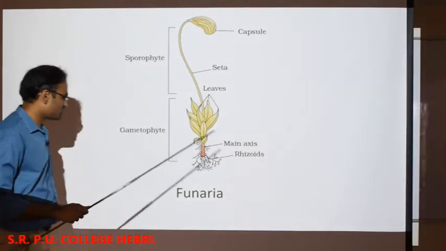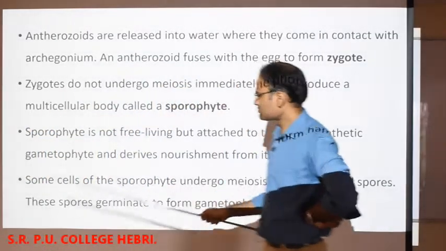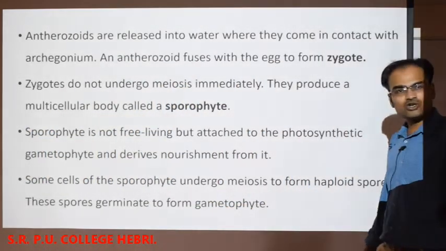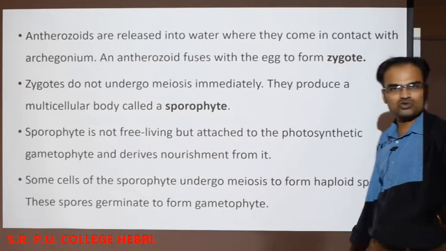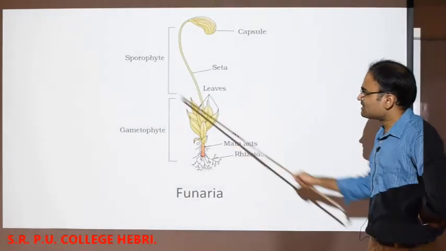So what we read in the previous slide, some cells of the sporophyte undergo meiosis to form haploid spores. Some cells of the sporophyte undergo meiosis.